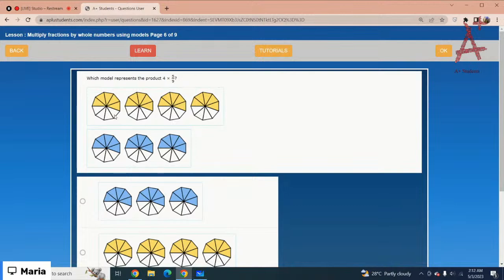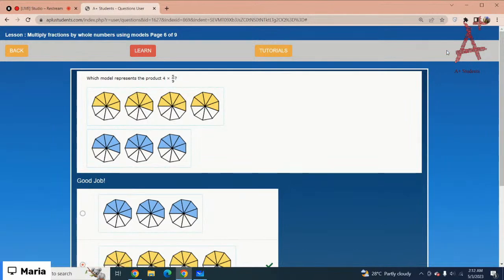You can see the first one has one, two, three, four shapes. They have one, two, three, four, five, six, seven, eight, nine portions, and out of the nine, five are colored. So that means the correct option is the one that has the yellow color. So the second option would be the correct option.